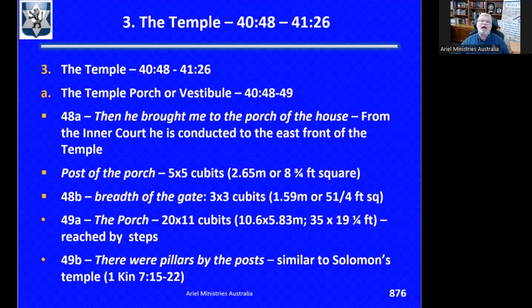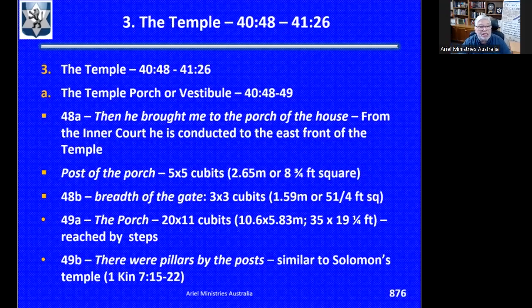As he now begins to deal with the temple building itself, he first deals with the porch or the vestibule in verses 48 to 49. In dealing with this vestibule area, Ezekiel tells us four things. First of all, he talks about the posts, in the first part of verse 48: Then he brought me to the porch of the house. So from the inner court where he had been, he's now conducted to the east front of the temple building. Remember, the entrance to the temple comes from the eastern side.